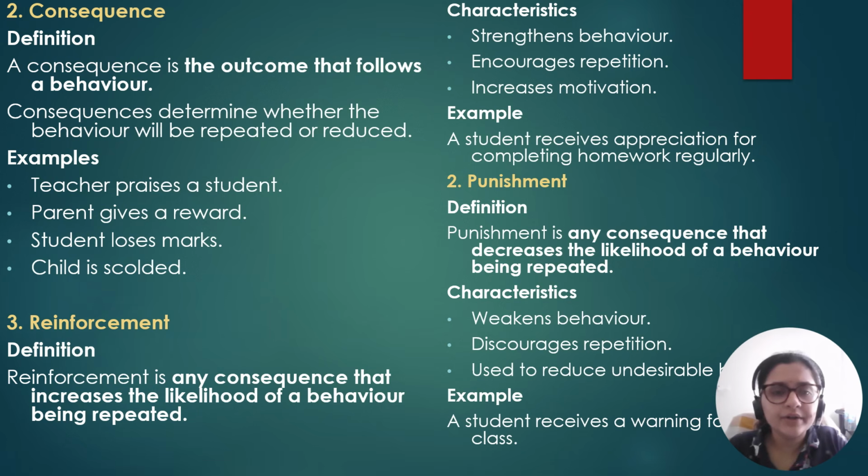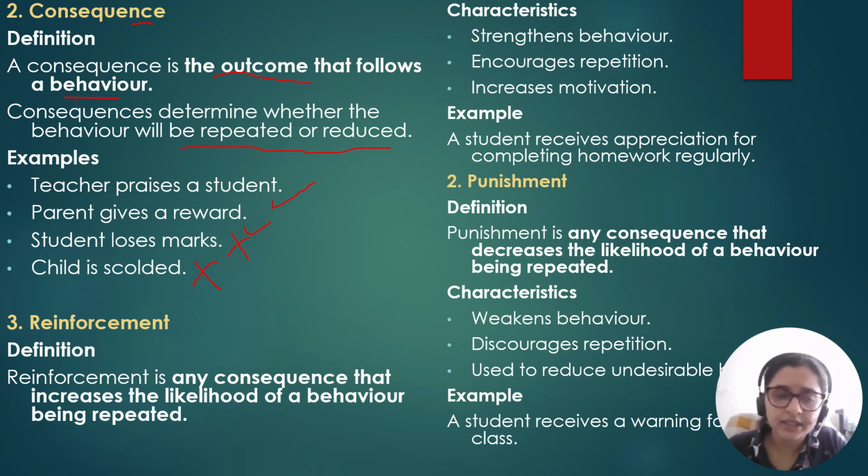The next important keyword is consequence. Consequence is the outcome or the result that follows a particular behavior. This consequence will determine whether the behavior should be repeated or reduced. So based on the reaction or the outcome, the behavior will be repeated or reduced. First example: the teacher praises a student. This is a positive consequence. That means a person will repeat that particular behavior. Then the parent gives a reward. That is also a positive consequence. Student loses marks. This is a negative consequence. Child is scolded. This is also a negative consequence. So if a child is scolded for his bad behavior, he will not repeat that behavior.